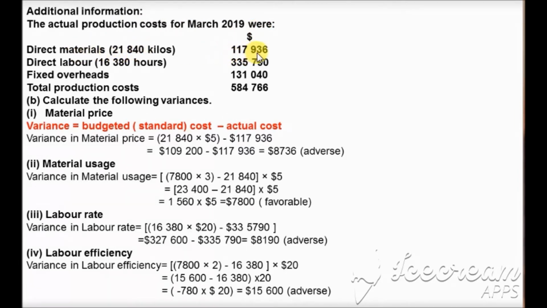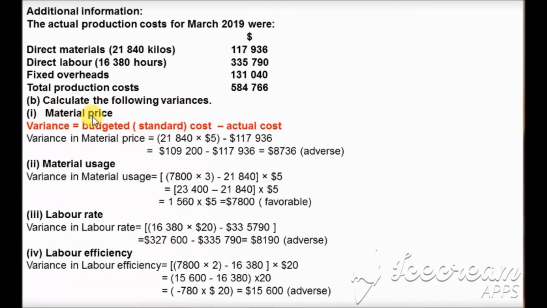Furthermore, additional information is provided which states that the actual production costs for March 2019 were: direct material for 21,840 kilos was $117,936. Direct labor for 16,380 hours was $335,790. Fixed overhead was $131,040. Total production cost was $584,766.